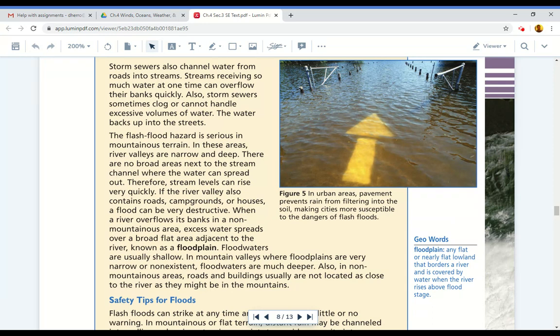destructive. When a river overflows its banks in a non-mountainous area, excess water spreads over a broad, flat area adjacent to the river, known as a floodplain. Floodwaters are usually shallow. In mountain valleys where floodplains are also very narrow or non-existent, floodwaters are much deeper. Also, in non-mountainous areas, roads and buildings usually are not located as close to the river as they might be in the mountains.